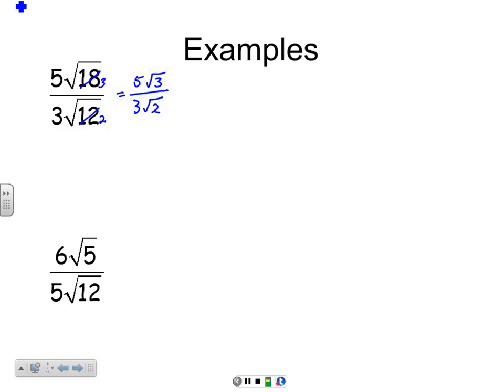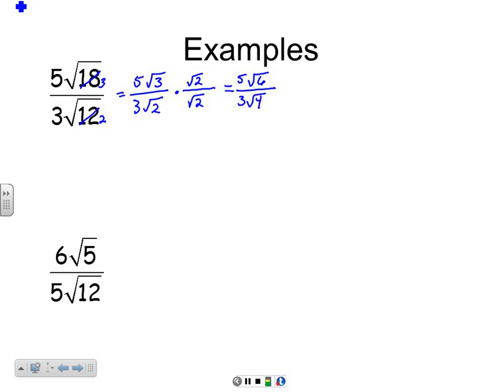Alright, so now what I need to do is get that square root of 2 out of the denominator. So I'm going to multiply the top and the bottom by the square root of 2 so that on the bottom I get the square root of 4. And again, remember, you can't multiply your whole numbers and your radicals, so we're going to do 5. Can't do anything with a 5. But the square root of 3 times the square root of 2 is the square root of 6. And then you can't do anything with the whole number of 3, but the square root of 2 times the square root of 2 is the square root of 4.